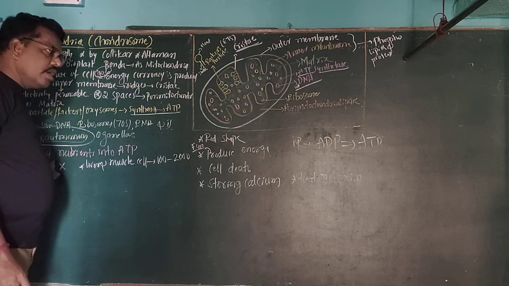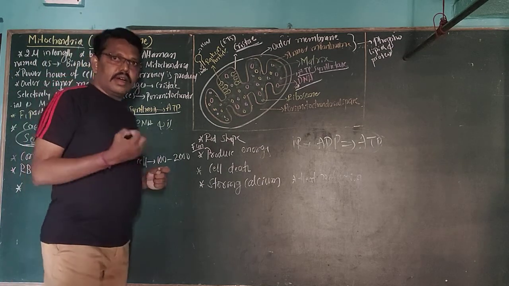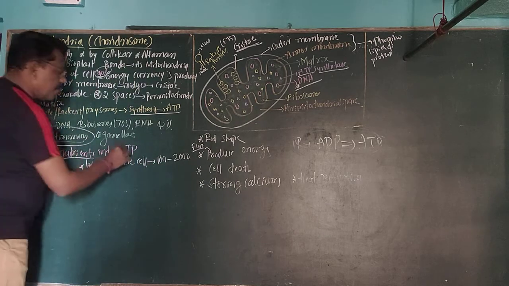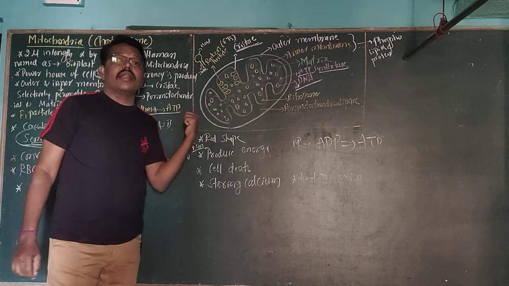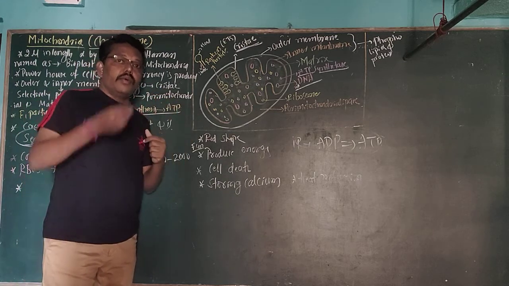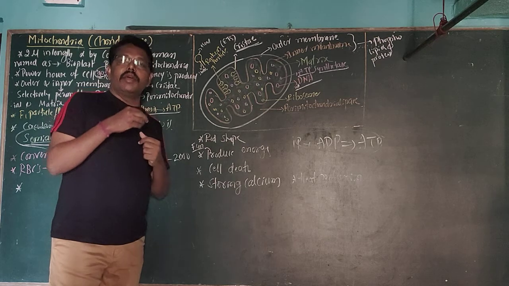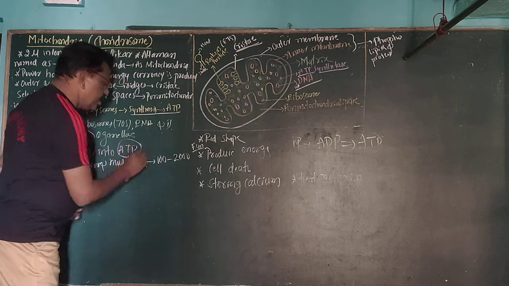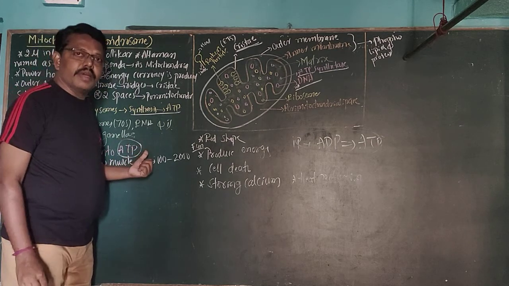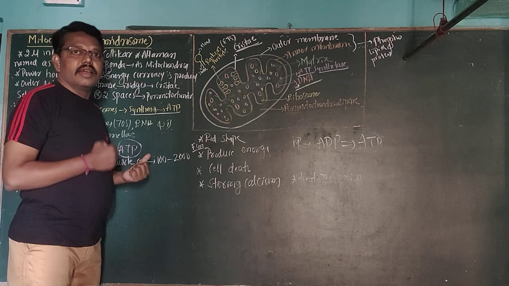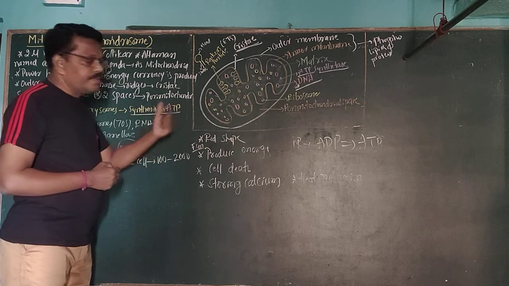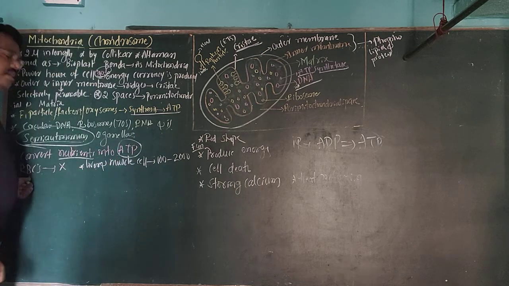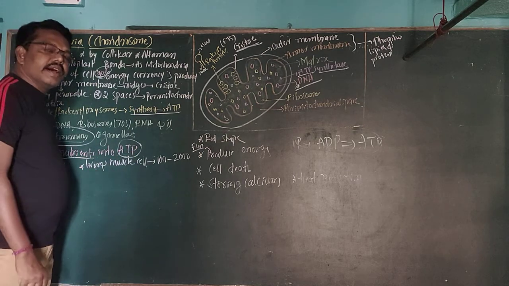Whatever food we eat, the food material, that nutrient will be converted to ATP only in the mitochondria. When we eat food, it has nutrients, and that nutrient is converted to ATP, adenosine triphosphate. That is the energy currency of the cell. Hence the mitochondria is called the powerhouse of the cell.